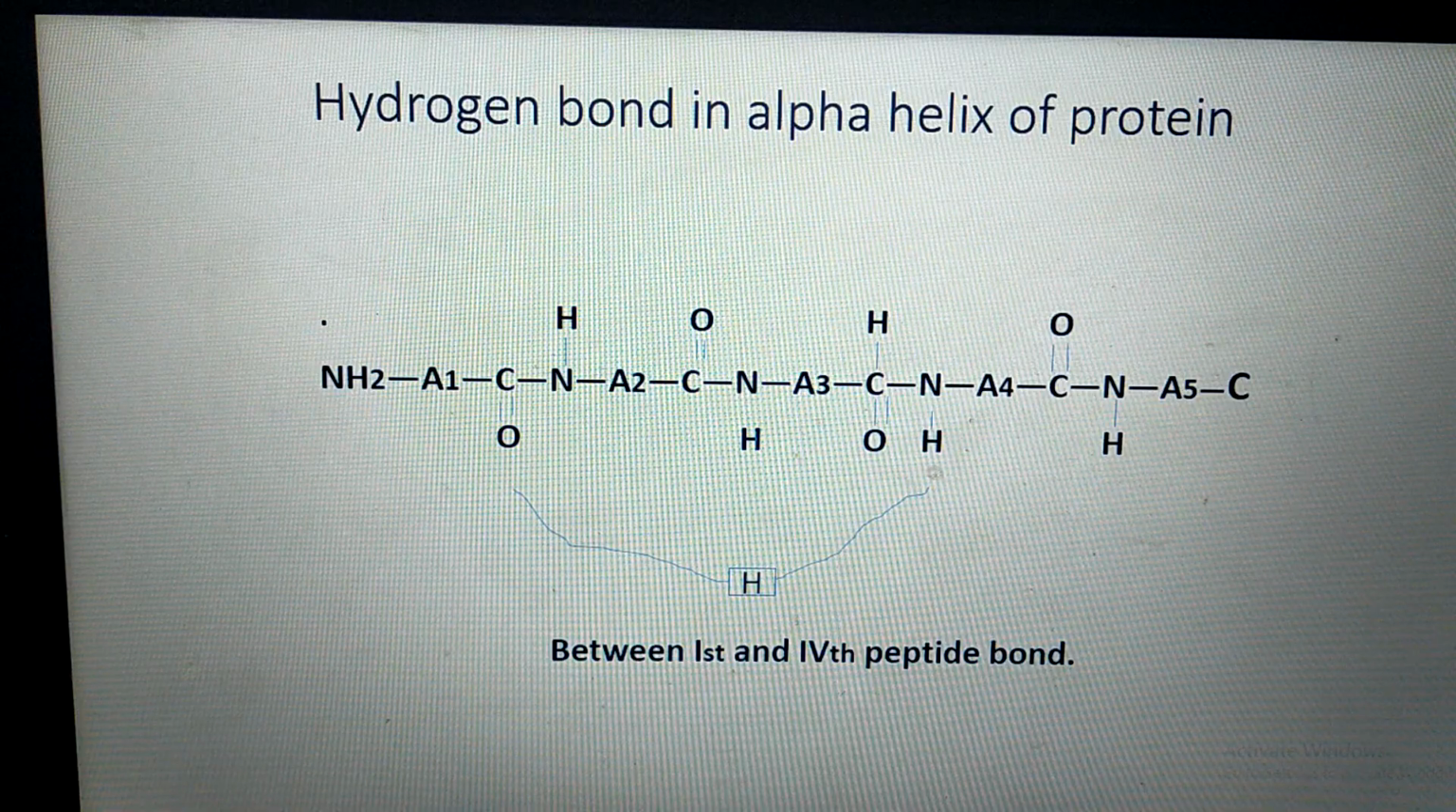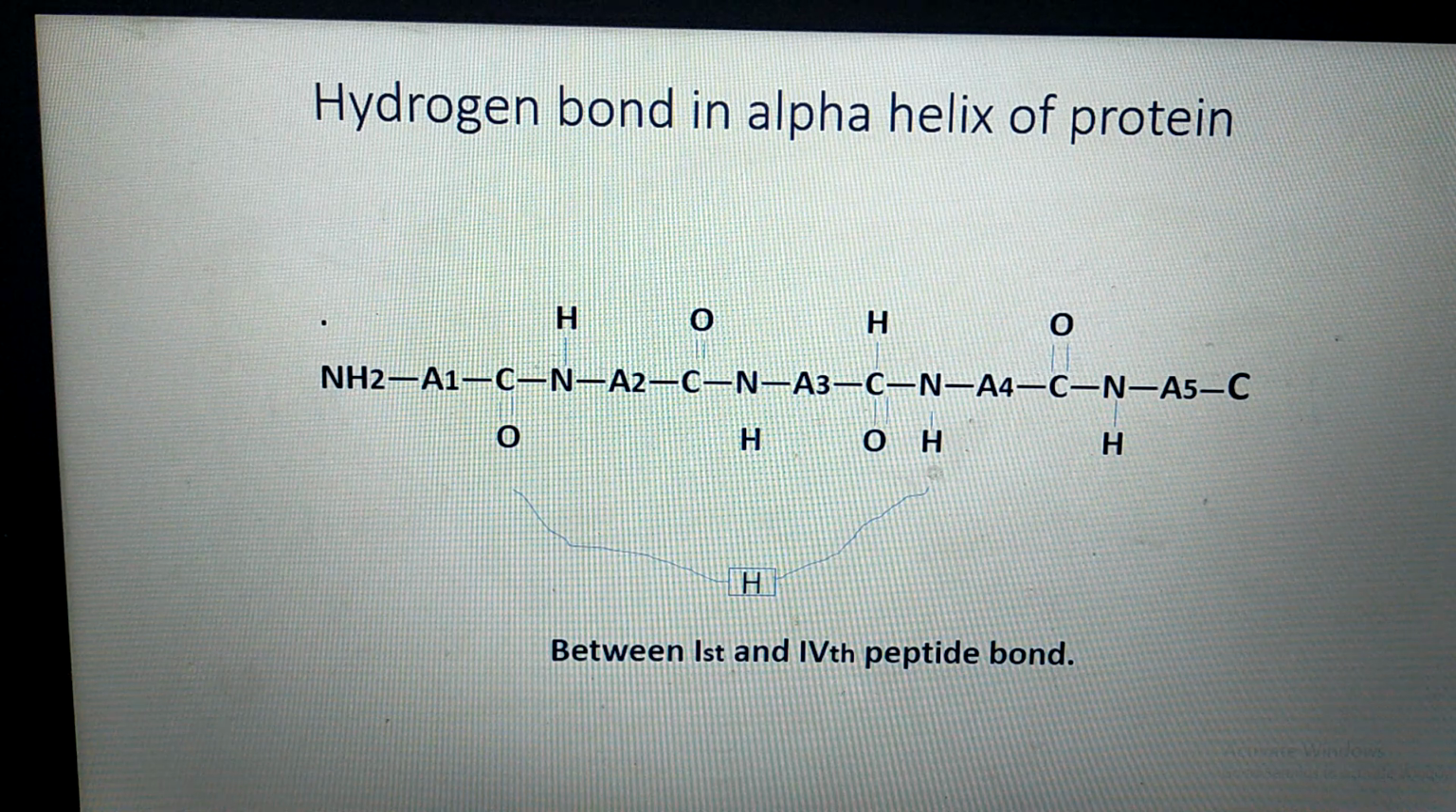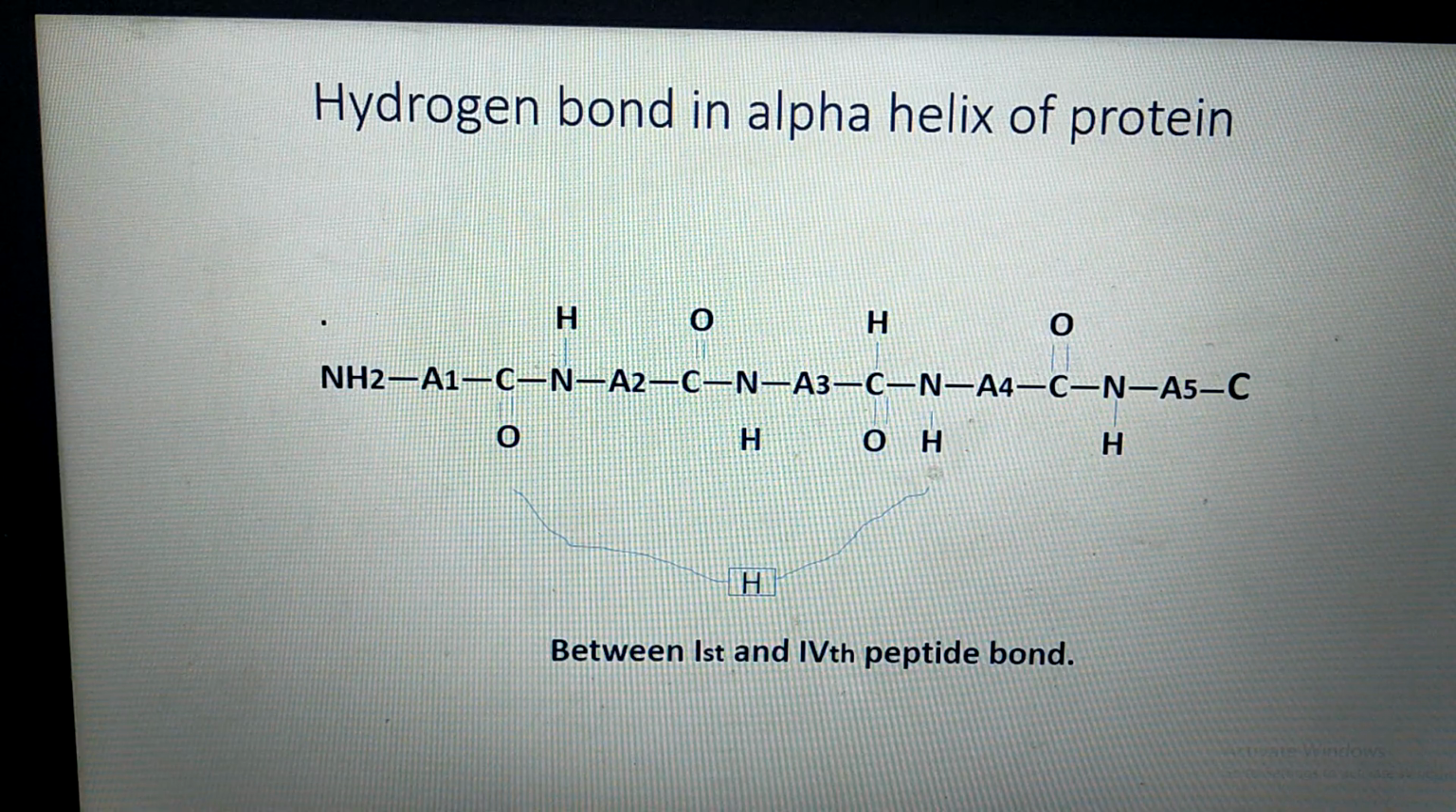Hydrogen bond in alpha helix structure of protein. Here if you see, hydrogen bond is formed between the CO and NH group of two different peptide bonds. In alpha helix structure, these hydrogen bonds are formed between the first amino acid and the fourth amino acid.